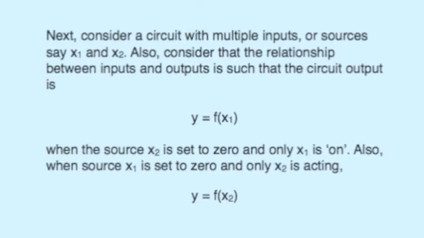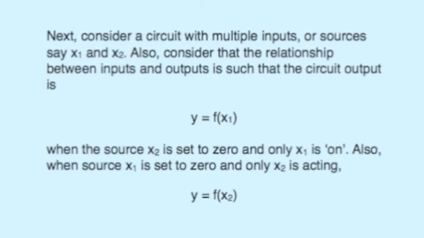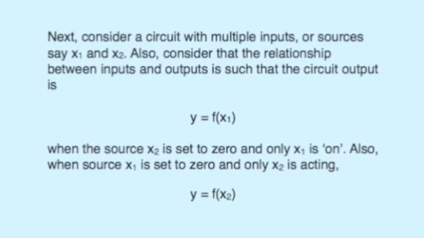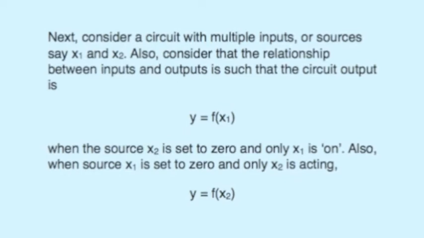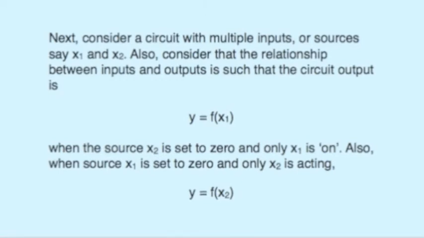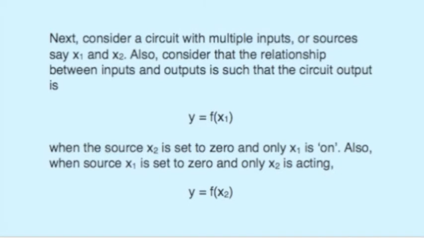Let's broaden the picture to include multiple inputs. For example, X1 could be a voltage source and X2 perhaps either another voltage source or a current source. And let's consider that the functionality of the circuit is such that if X2 is set to 0 and only X1 is acting, or we say only X1 is on, then Y, the output, is equal to f of X1. Conversely, if X1 is set to 0 and only X2 is on, then Y is equal to f of X2.